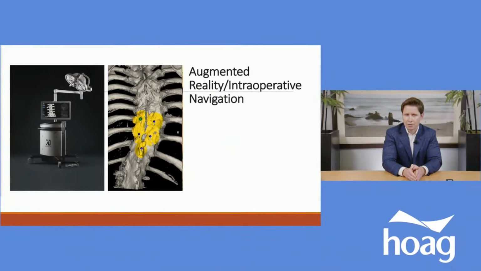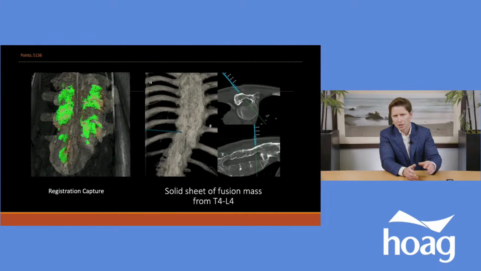Augmented reality and navigation tools such as 7D, which we have here at Hoag and I use on all my cases, allow us to safely and accurately direct spinal implants, and serve as a preoperative planning tool, safely running through these types of procedures. We see here some intraoperative images made with the 7D navigation system, and you can see how this is used in real time to help guide the implants.